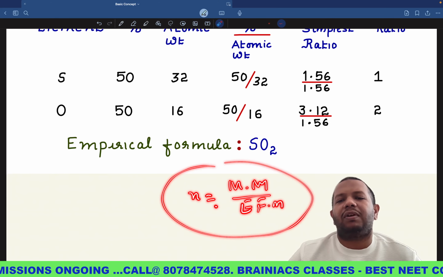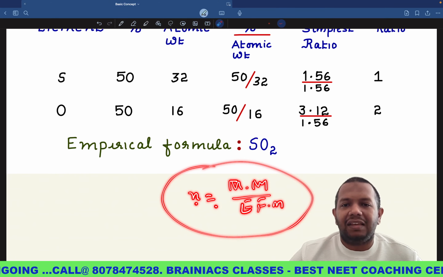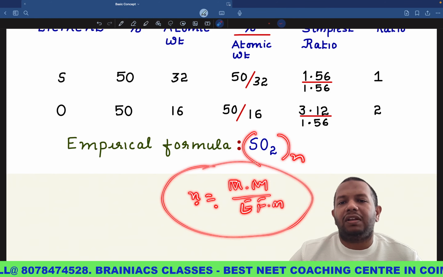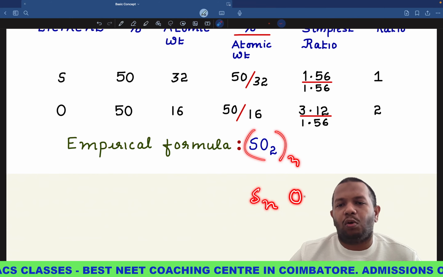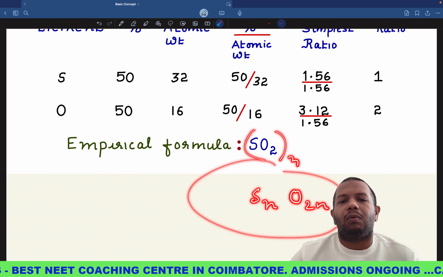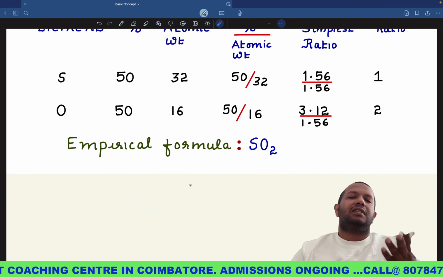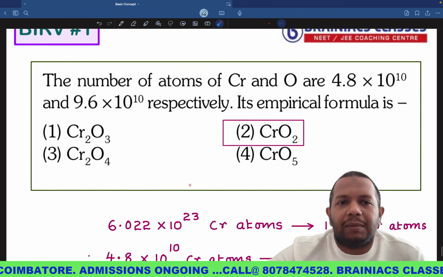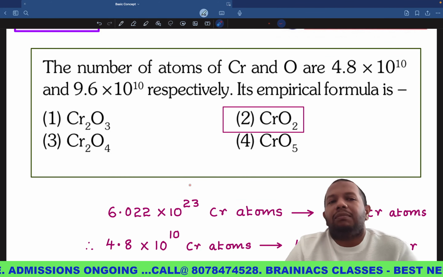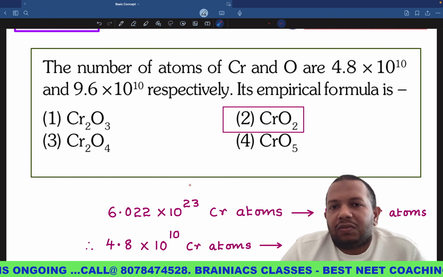You might have learned this n. If you put n with respect to SO2, then this will become Sn and O2n. That is my molecular formula. This is how you need to do it. I have just told you the idea. Okay, this is another important question from this area. Very important, you can expect this for the exam.